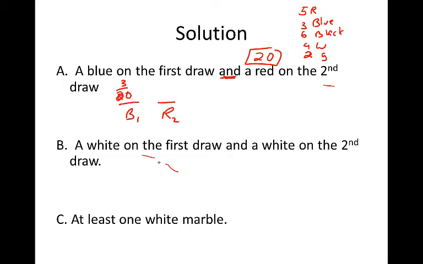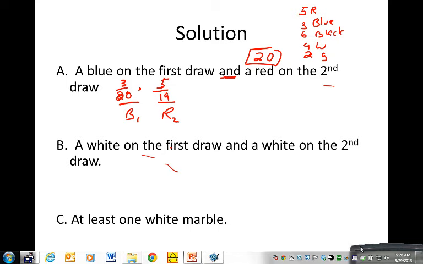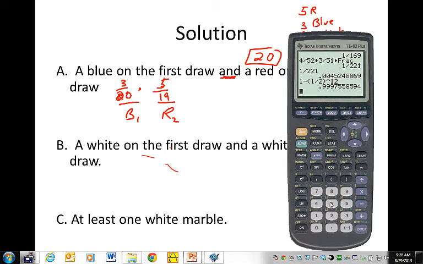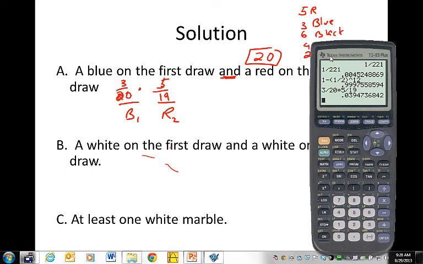And then how about the red on the second draw? So given that this is a blue, what's the probability I get a red on the second draw? I've got 5 reds divided by a total of 19. And then I multiply those. So let's bring this calculator up. So 3 divided by 20 times 5/19. And we'll just keep this as decimals, 0.039, we'll say.